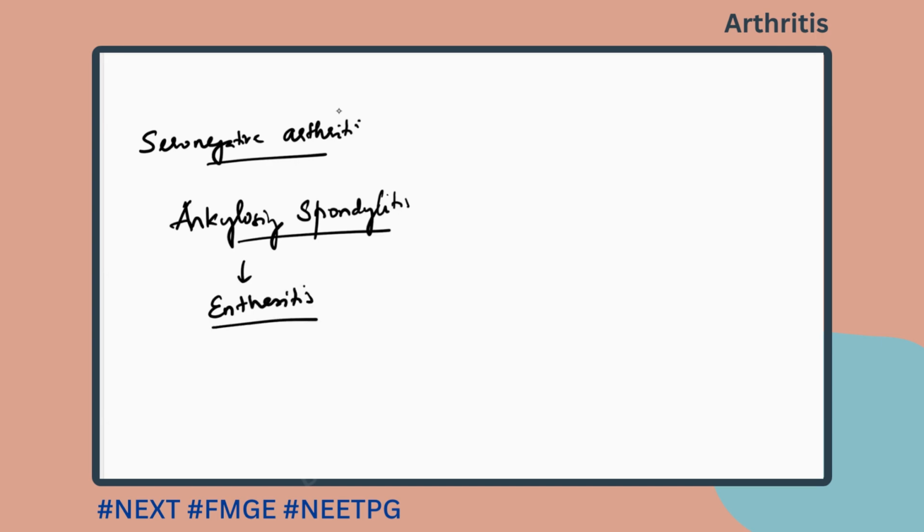What is called as enthesitis? If you take a bone, the bone is attached to the muscles. The bone is attached to the muscles by means of tendons or aponeurosis, or it can get attached by ligaments. So inflammation in these areas is called as enthesitis.